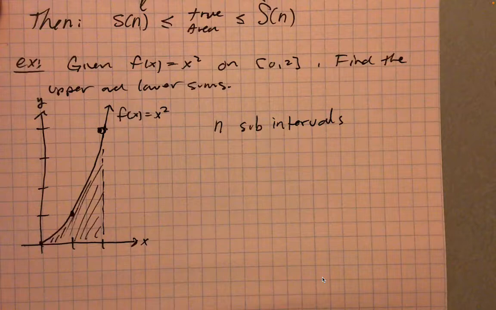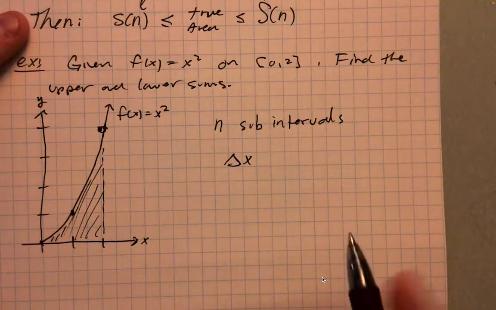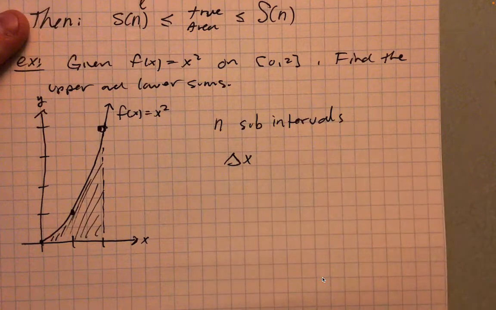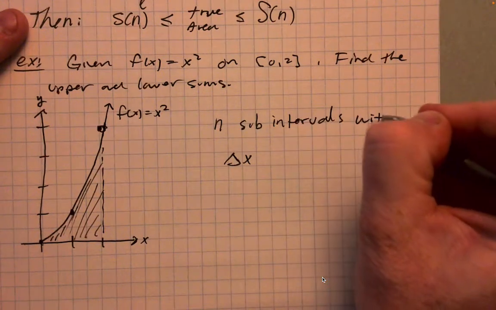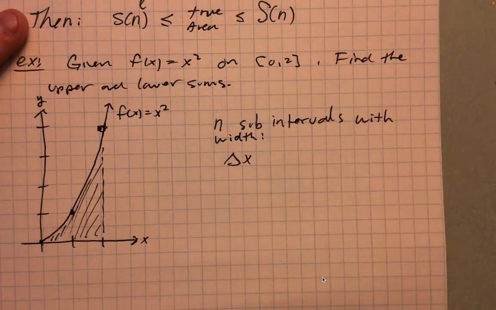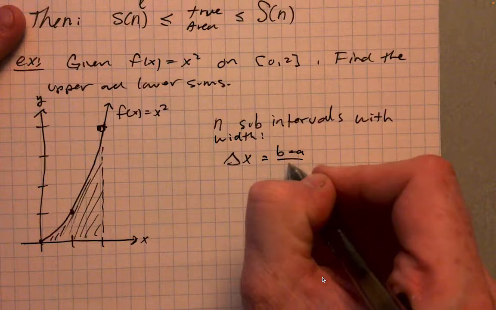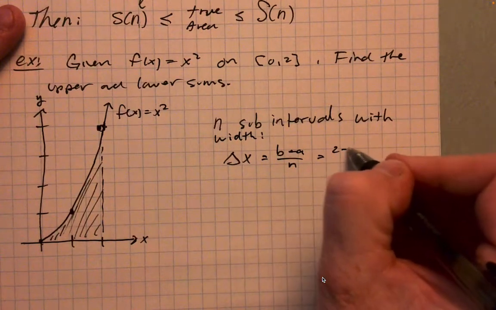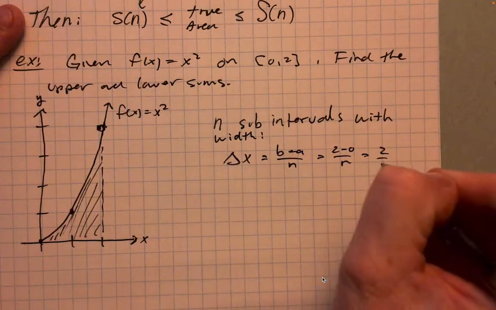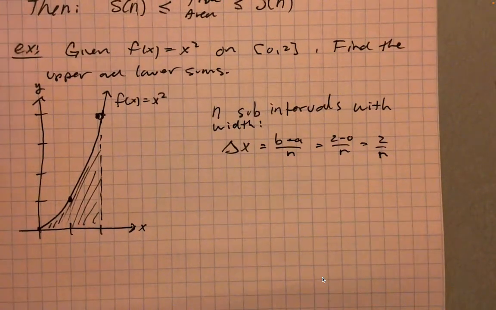That's the starting point. We'll call it delta. Call that the subinterval with delta x, well, I should write width, delta x, and that's going to be equal to b minus a over n, which would be 2 minus 0 over n, which is 2 over n, right? Make it very clear where this 2 over n is coming from.